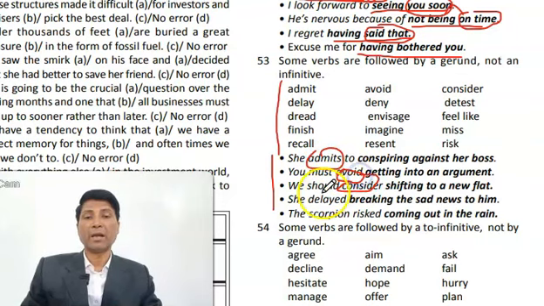So the rule says that some verbs may take an object after them, or may not take an object after them. So you need to keep them in mind.